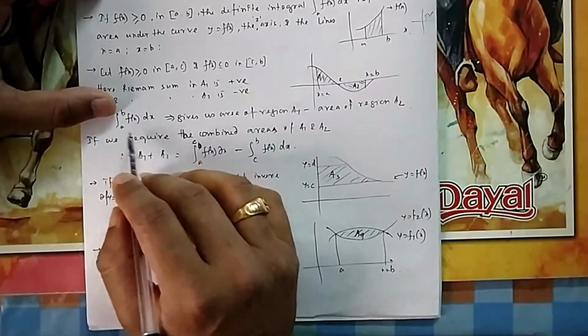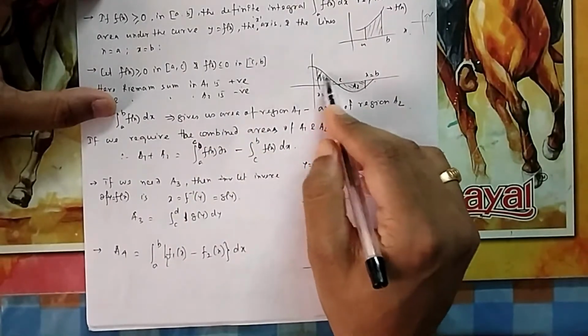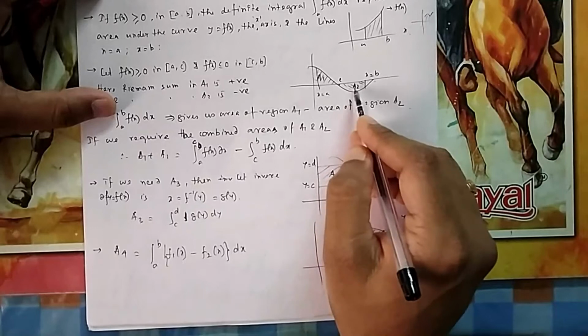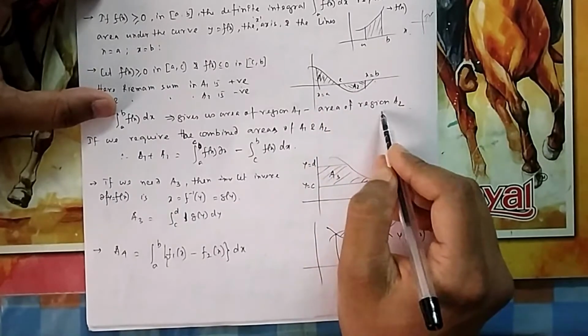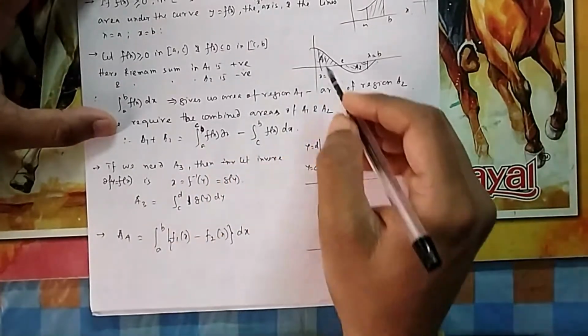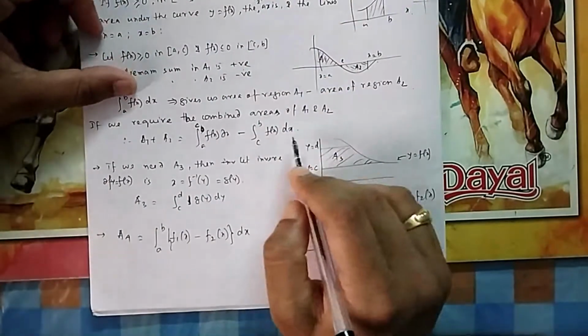So integration from a to b of f(x), if you directly integrate from this to this, will give you area 1 minus area 2, because this has a negative sign. So ultimately this area will get subtracted. Now if you need to find the sum of both areas, a1 plus a2, the total area, then you have to modify it.